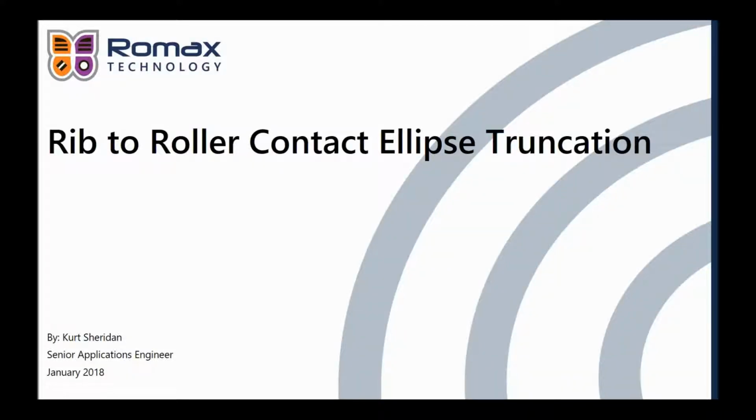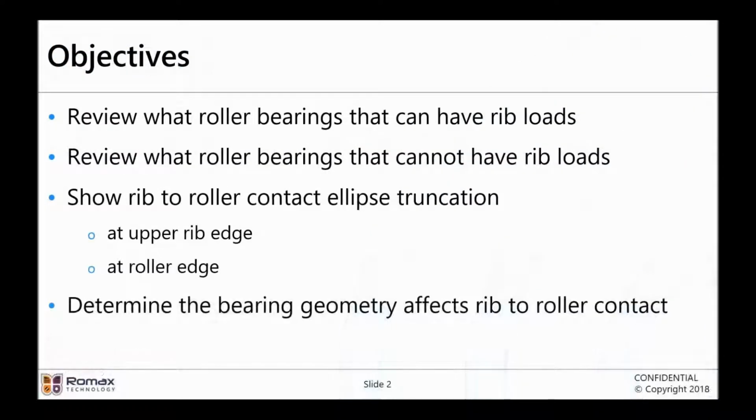This presentation is on rib to roller contact ellipse truncation. The objectives for today are to review what roller bearings can have rib loads, and review what roller bearings cannot have rib loads.